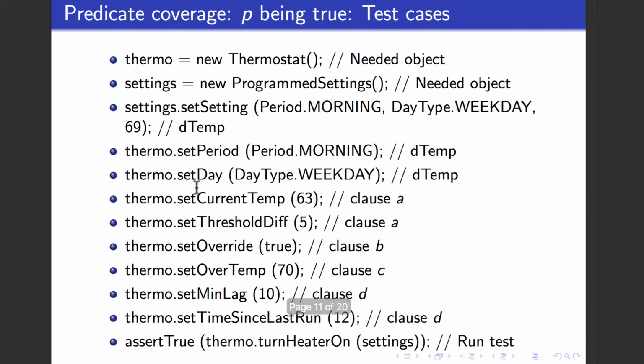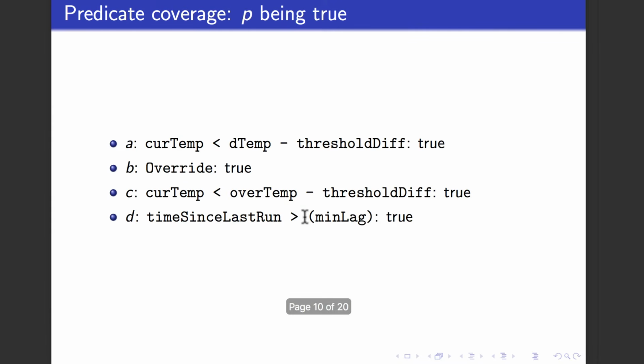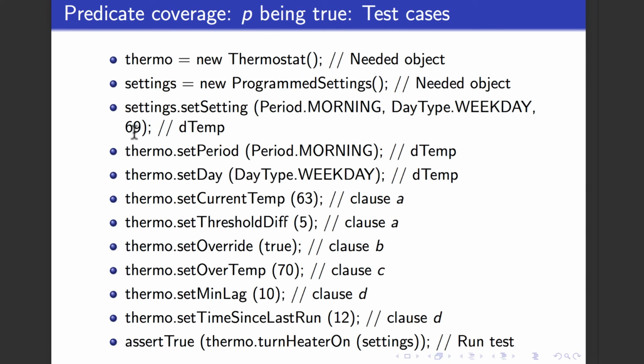So here are a set of values that I give for the predicate being true. I need the object thermostat, the object program settings, and then I pass a value to dtemp by saying period is morning, day type is weekday. Then I set, let's say, current temperature to be 63, threshold difference to be 5, and some other values. Is it clear that clause A will become true? Because current temperature will be less than D temperature minus threshold difference. Why? Because this is 69, no? And then override has to be true.